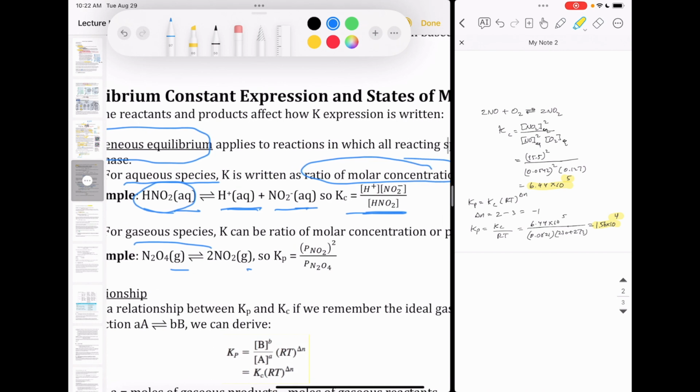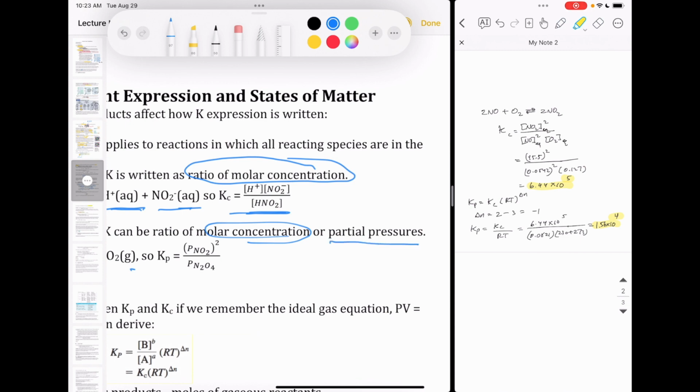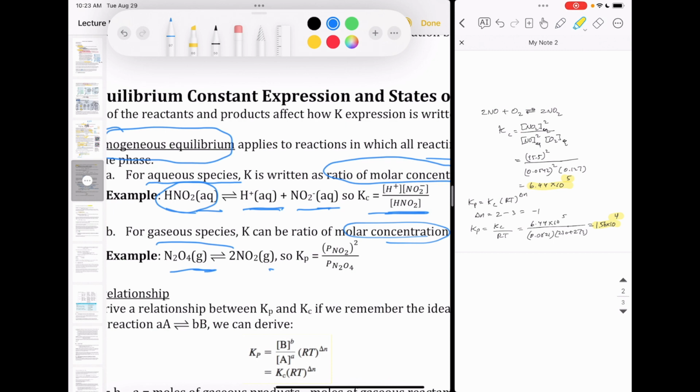If you have gas species, the K can be your molar concentration expression, or it could also be a ratio of partial pressures because it's a lot easier to measure the pressure of gases. So when you have gases like this, you'll see that they give you something called Kp, which just means it's the equilibrium constant expressed in ratio of pressure. That's why the letter P is there. And so it's the pressure at equilibrium of the product raised to the coefficient, so in this case P of NO2 at equilibrium squared divided by P of N2O4 at equilibrium, raised to the power of 1, so it's just the number itself.